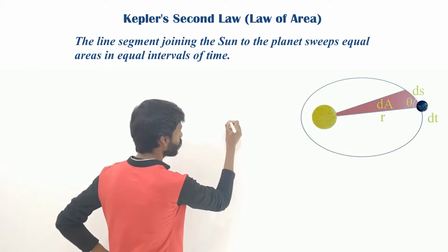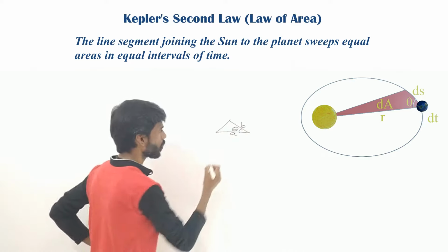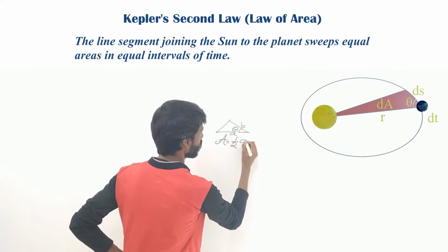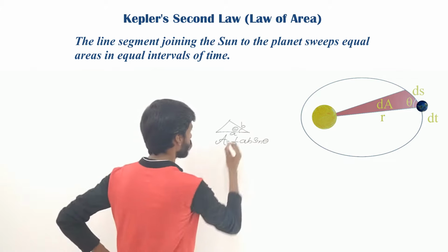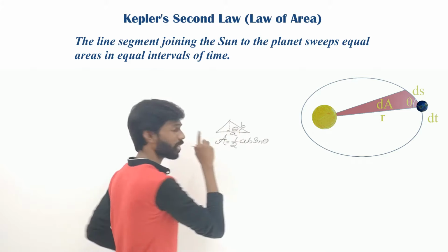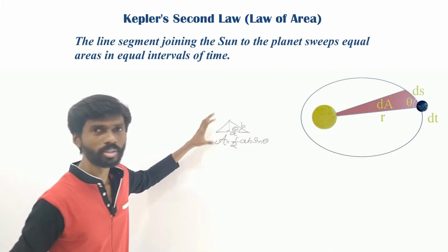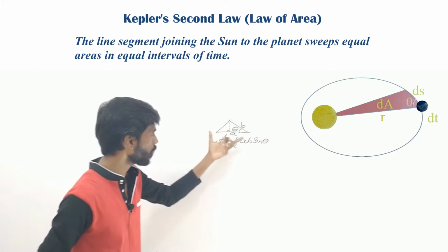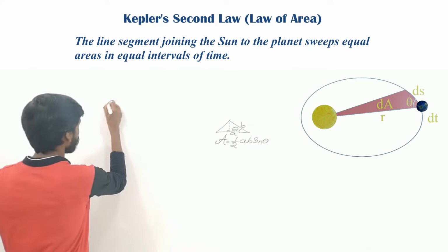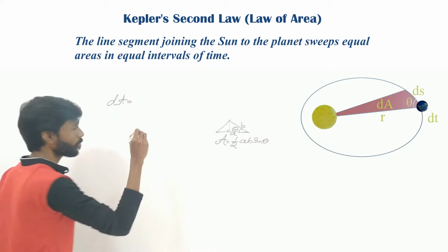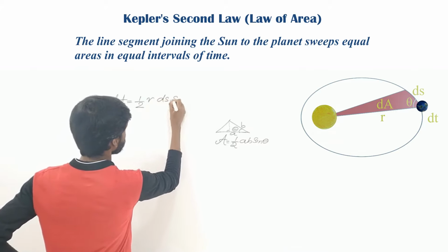So how to find the area? We'll use this formula. For a triangle with two sides a and b, and the angle between them theta, the area is half ab sin theta. If you don't want to use this formula, we'll have to drop a perpendicular, which is the height of the triangle. You can find this height using basic trigonometry, sin theta in the right angle triangle, and then half base times height will also give you the area. But let me use this formula. So dA is equal to half r ds multiplied by sin theta.